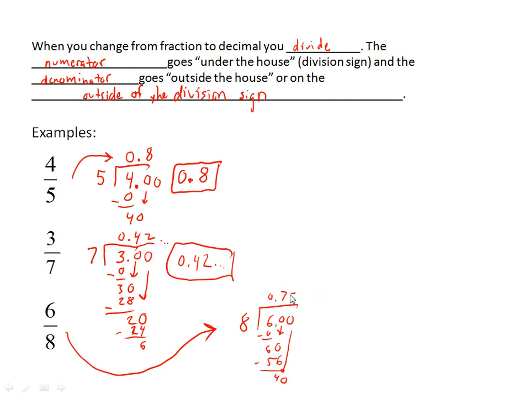5 times. 5 times 8 is 40. Alright, so 6 eighths equals 0.75.